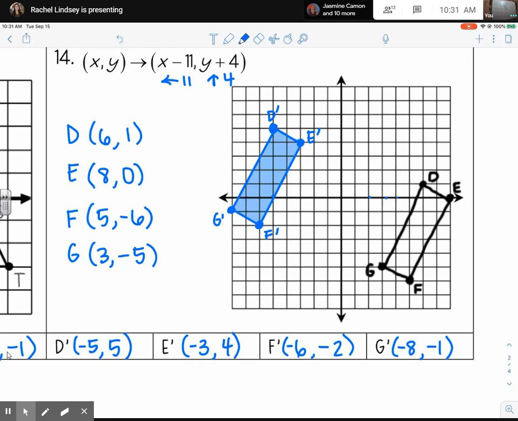Again, you can use the counting method, you can use the adding and subtracting method, or you could use patty paper, whereas with the patty paper, you trace it and do the transformation one time, the counting method one time, line it up, and you can find your other point.